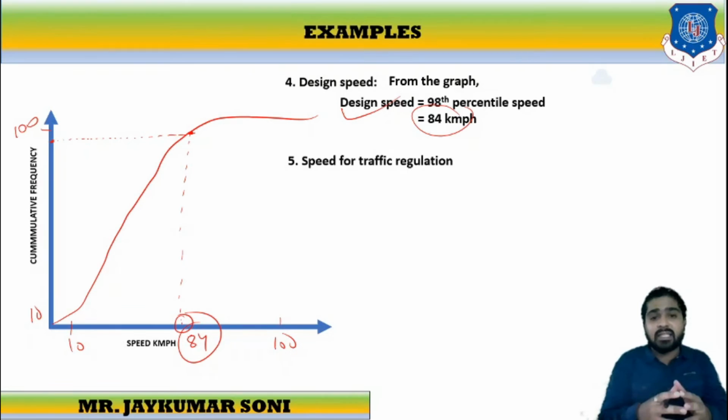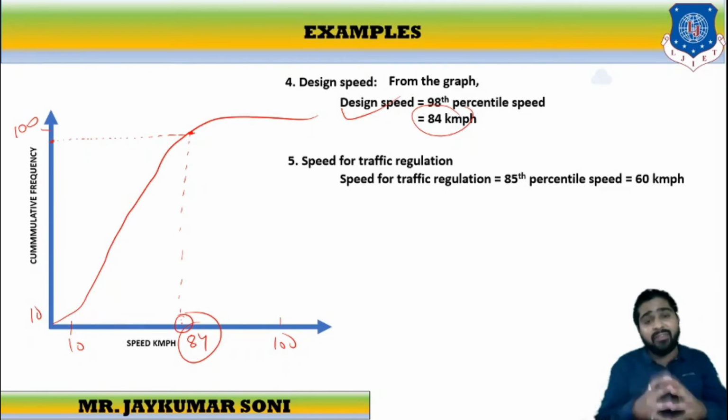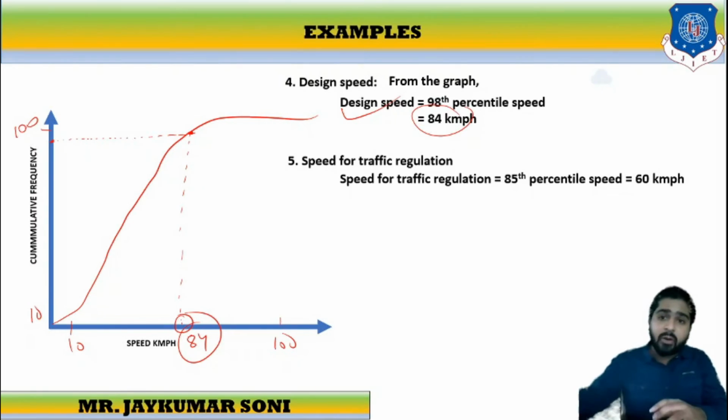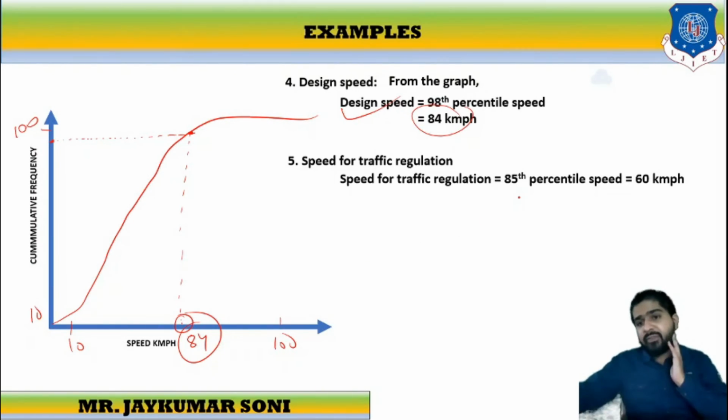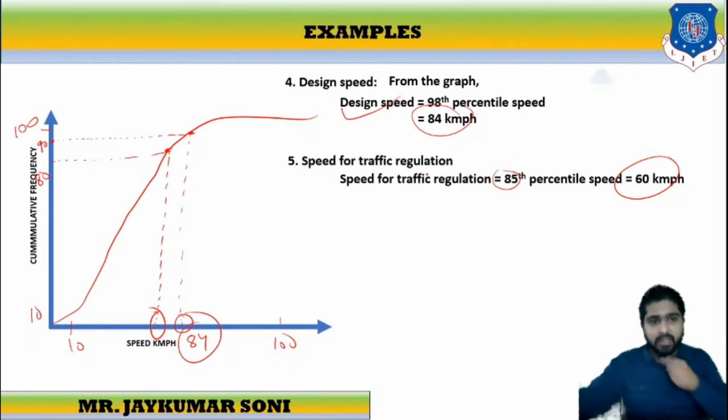Now the fifth part is about the calculation of traffic regulation speed. To know the traffic regulation speed, we have to calculate the safe speed as the 85th percentile speed. So I will check that this is 80 somewhere over here, this is 90. I will extend this line, put the intersection point over here, and get that this is the 60 kmph speed that I have got as the 85th percentile speed. So the 85th percentile you will be getting as 60 kmph.